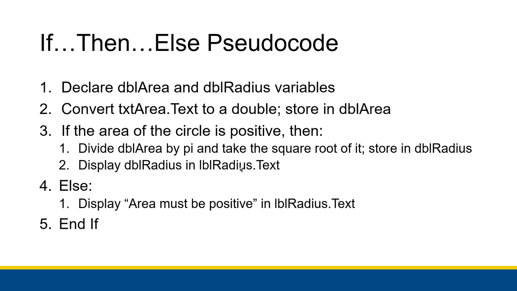Now, with if statements, it can be easy to accidentally put repeated code inside of the branches of an if statement. But what you should do is, inside of your if statement, you only put the code that absolutely cannot be repeated or put outside of the if statement. You only put the code that you need to execute conditionally. We are only calculating the radius if the area of the circle is positive, and we are only displaying that radius in label radius.txt if the area of the circle is positive.